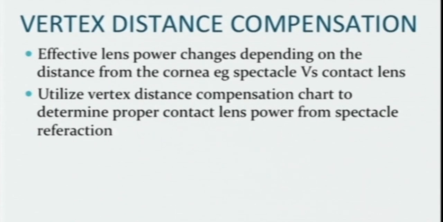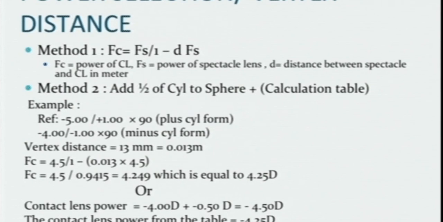Why do we have to take a vertex distance correction? The distance of the spectacle from the cornea is different, and as the lens goes nearer, as with a contact lens, the power changes. The contact lens is nearer the cornea, whereas the spectacle is away from the cornea. There are two methods. The simple method is method 2: add half of the cylinder to the sphere, and you'll have a calculation table, you can get the power directly. You need not go into the theoretical aspect of that.